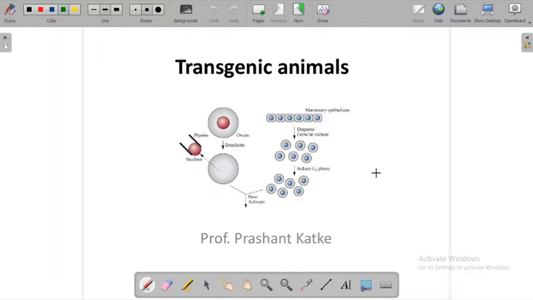If you see the complete history, cloning began with Cohen and Boyer, these two scientists, around 1982 or so. They cloned the first microorganism, and then ultimately we were able to clone animal cells also, based on different transgenic methodologies. So today we are going to see transgenic animals and how exactly we can construct them.